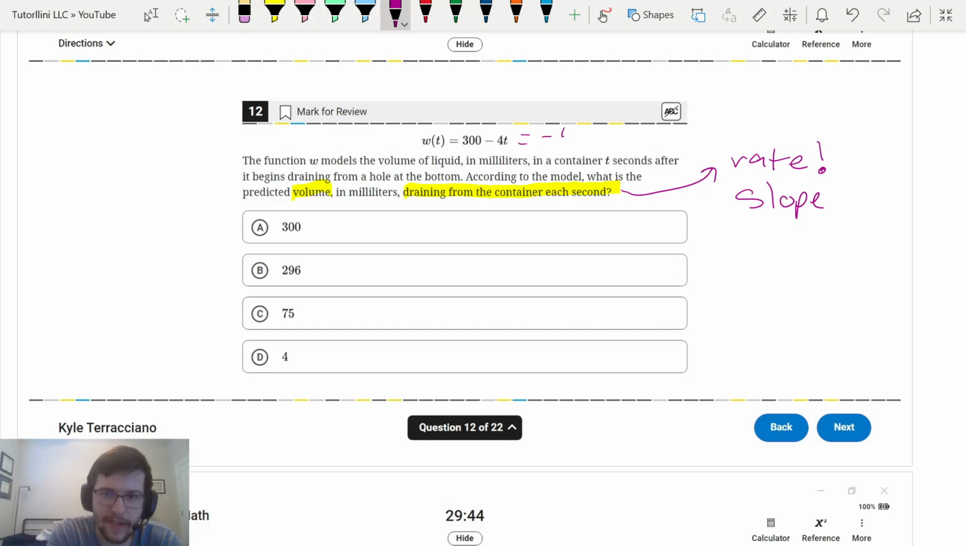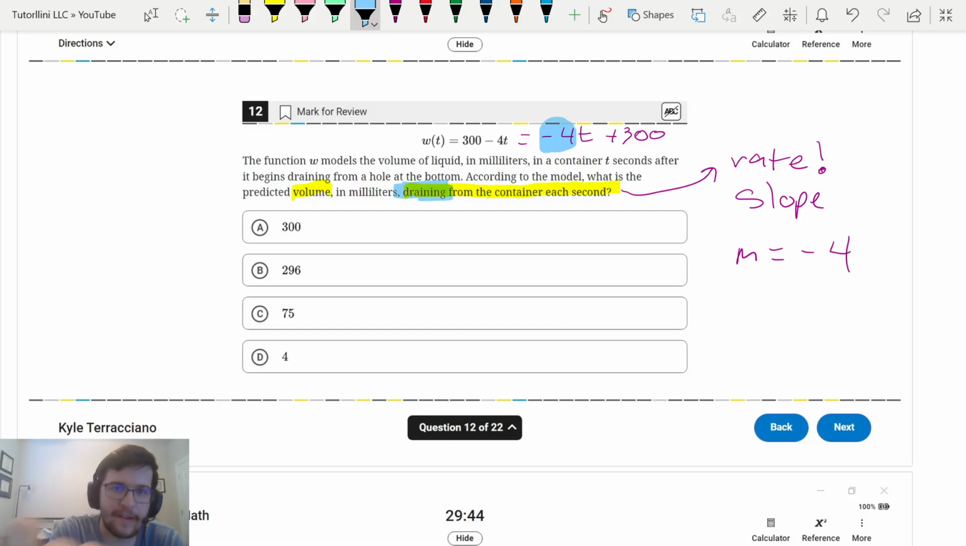If you rewrite this as negative 4t plus 300, you can more easily see that the slope is minus 4. And that means it's draining. So you're losing 4 milliliters each second. So that would give us answer choice D.